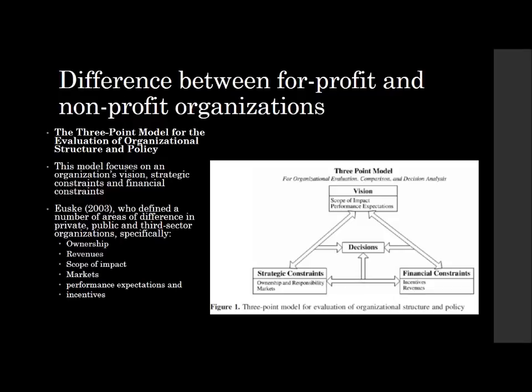The article defines a number of areas of difference in private, public, and third-party or nonprofit organizations, specifically ownership, revenues, scope of impact, markets, performance expectations, and incentives. The author's work is based on a strategic constraint concept, but is related to the work on strategic controls by Hitt and others, strategic choice theory, and Porter's discussion of the nature of strategy.